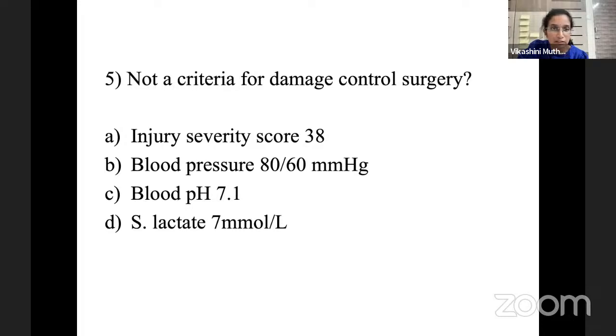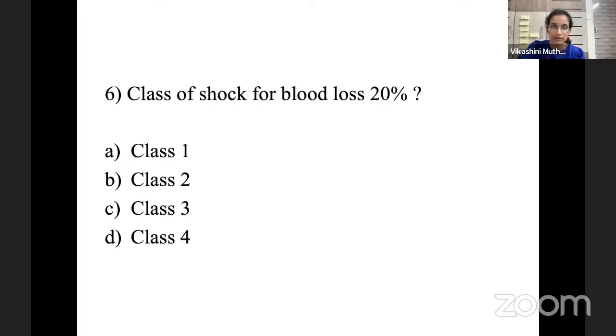So which of the following is not a criterion? Yes, it's option A, which is injury severity score of 30. It has not been included as a criterion for damage control surgery.